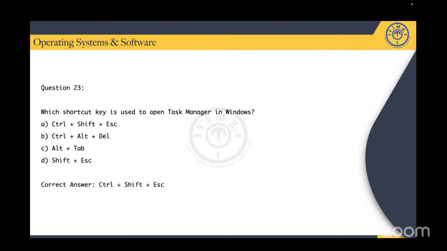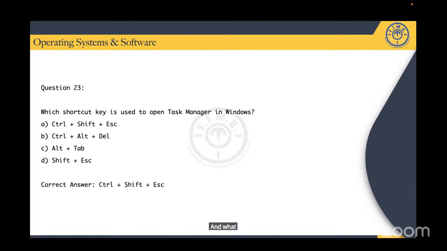Which shortcut key is used to open Task Manager in Windows? The answer is Control plus Shift plus Escape. This is a direct shortcut question, very common in SSC. If you want to open Task Manager directly without any intermediate screen, use Control plus Shift plus Escape. Remember, this opens Task Manager instantly.